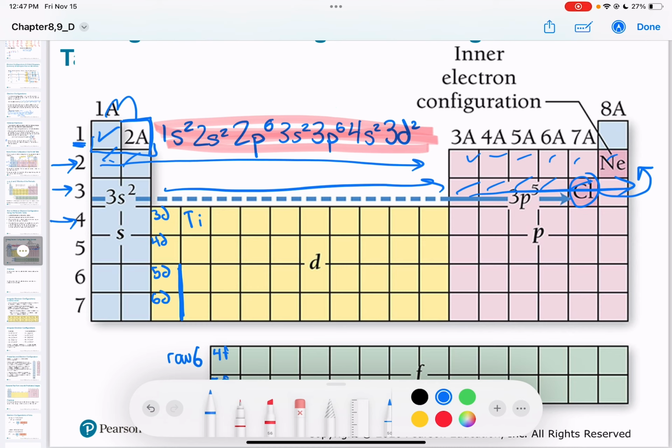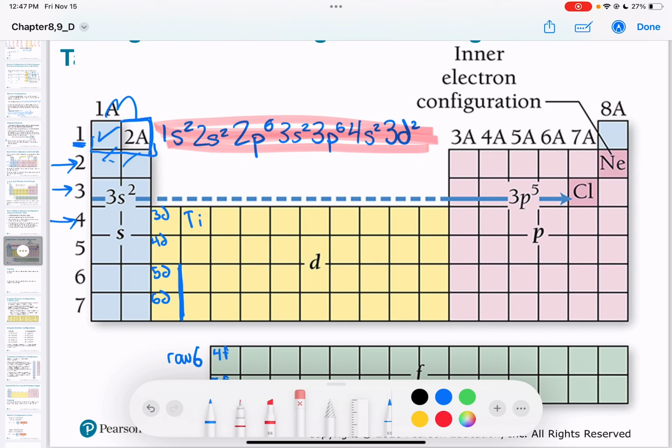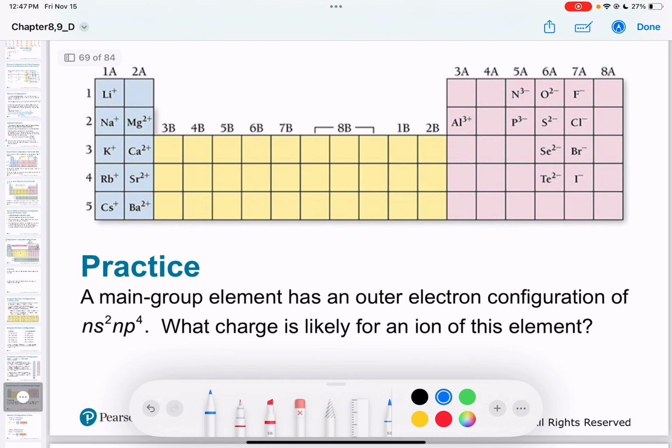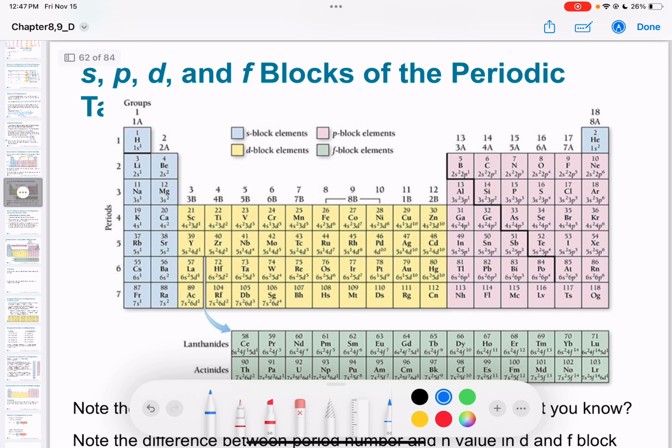Now, if we wanted to do the abbreviated one, let me get rid of some of these scratchies. We would go to the noble gas, that's the row above. So this one, which should be argon, right? My head's so mushy today. I need to verify that. Yes.